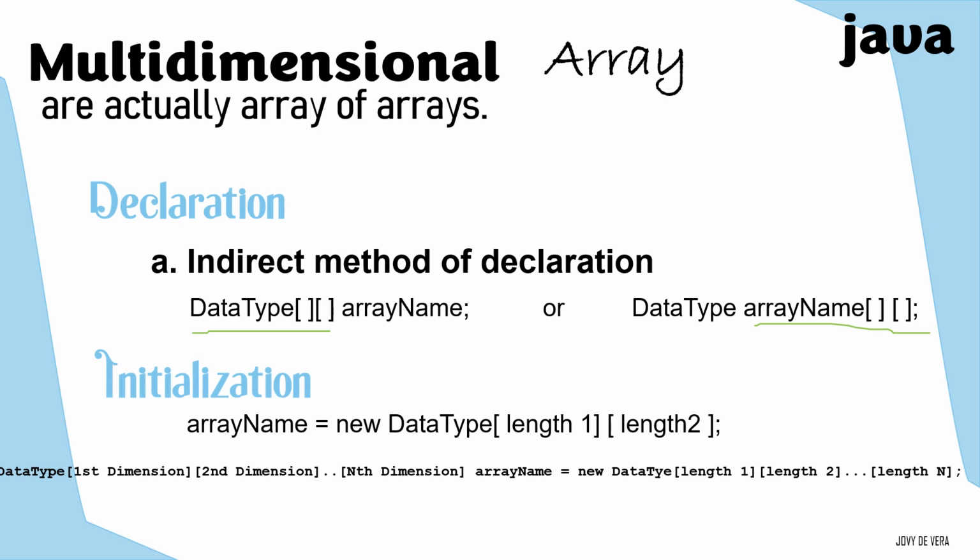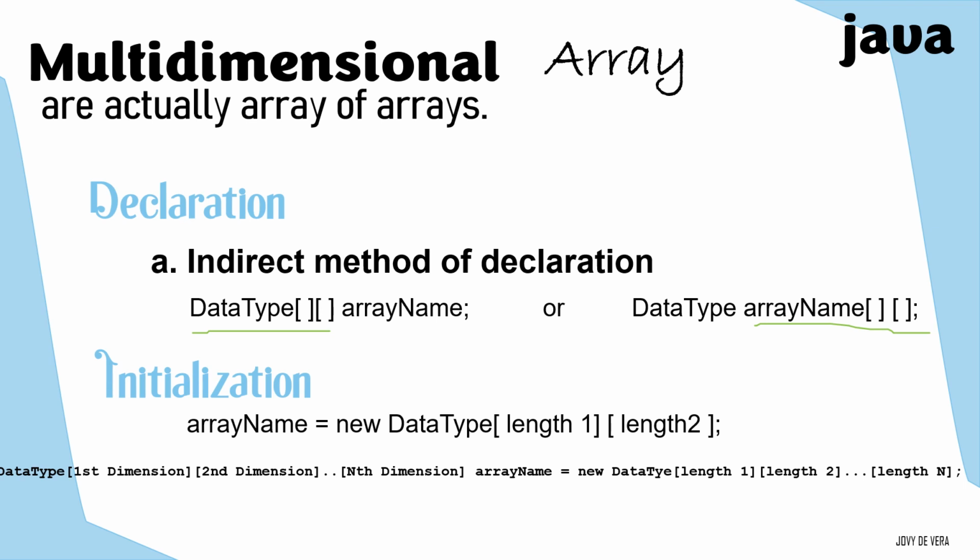Ibig sabihin, ang gumagawa ng program, siya yung nagbibigay ng pangalan nito. Okay? And let us remember that if you are going to give a variable name, it must be descriptive. Next, length 1 and length 2 until length n refers to the length of the dimensions.